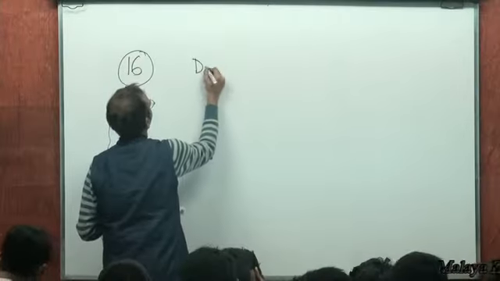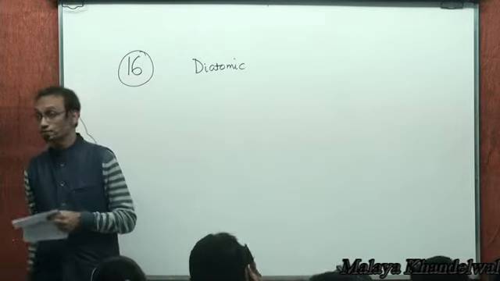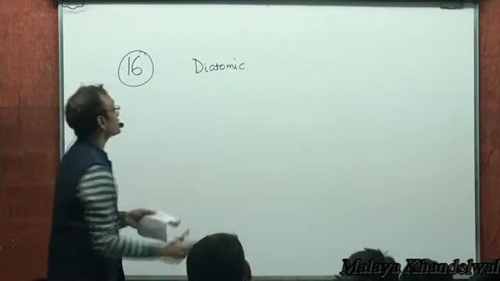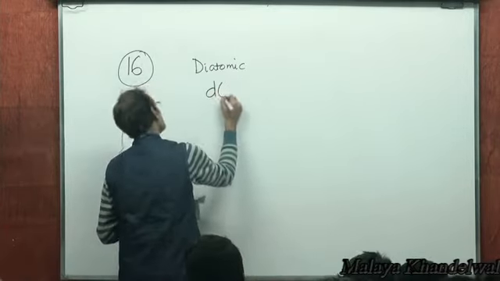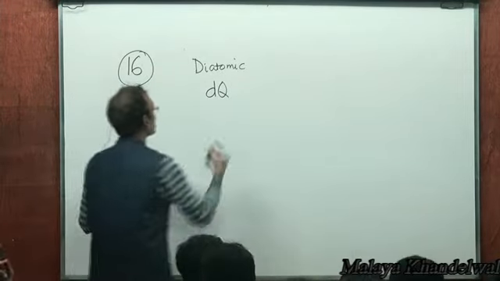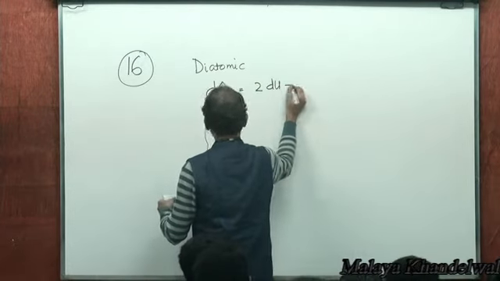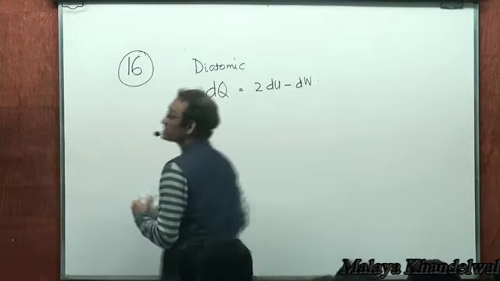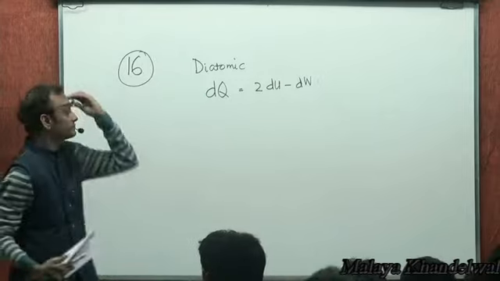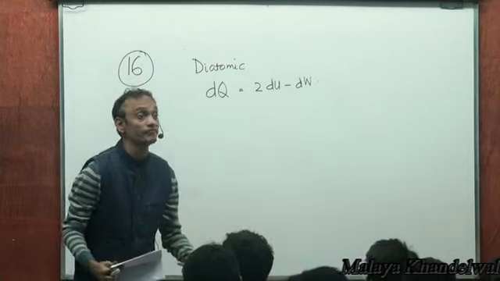So we have an ideal diatomic gas, which undergoes a very peculiar process. This is a very process specific equation, right? The heat supplied is 2 times the change in internal energy minus the work done. That's a peculiarity of the process. That's a process specific equation. Now I want to be able to connect the pressure and volume for the process.